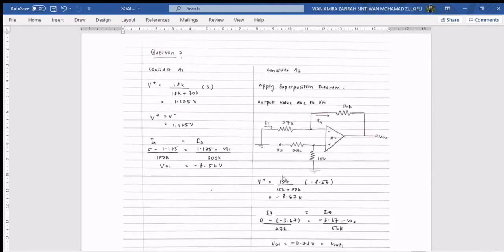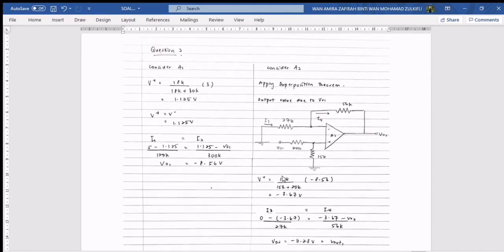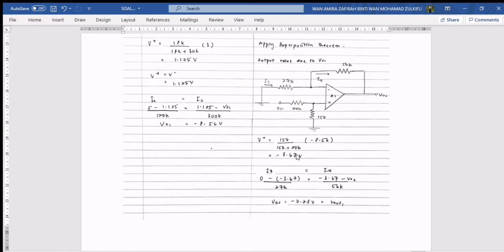First, by applying the superposition theorem, we need to turn on only one voltage at one time. First, I only turn on the V out 1 here, so the other voltage I connect to the ground. At here, I apply the VDR to find the V plus value. Applying the VDR, 15k over 15k plus 20k times negative 8.56 is equal to negative 3.7 volt.